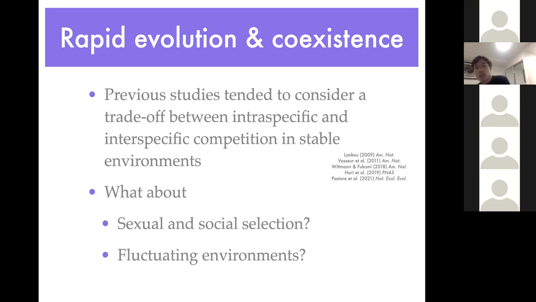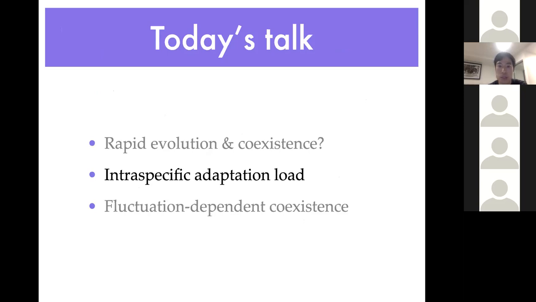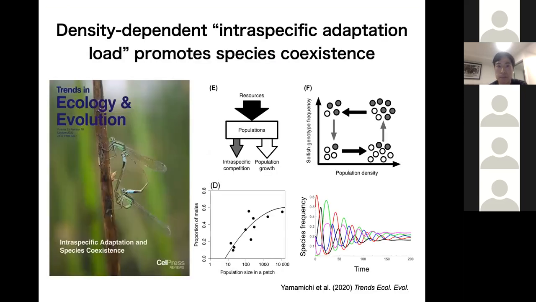But for me, it's a little bit focused on a limited topic, which is a trade-off between intraspecific and interspecific competition in stable environments. So I was wondering how rapid evolution can affect coexistence via sexual and social selection and in fluctuating environments. So I would like to start with the first topic, which shows that density-dependent intraspecific adaptation load may promote species coexistence.